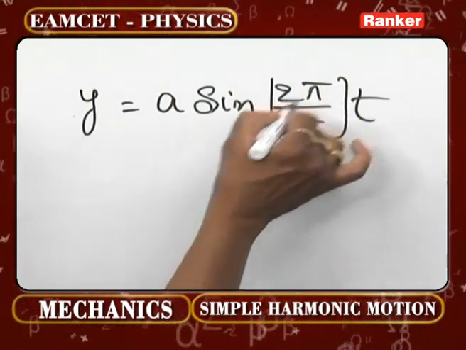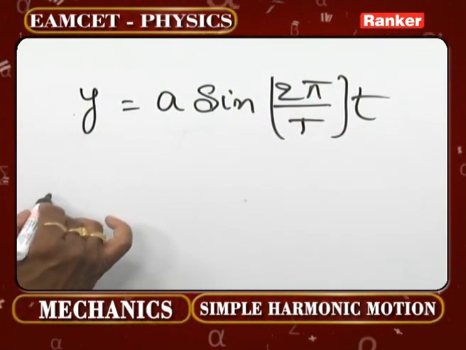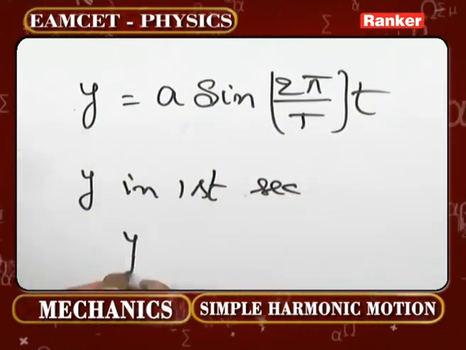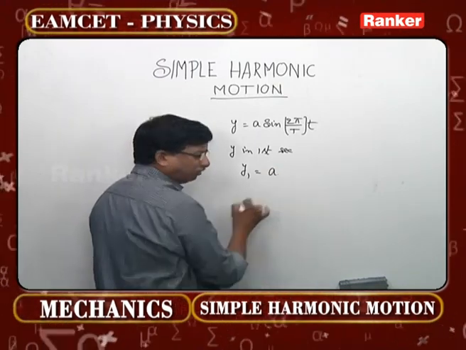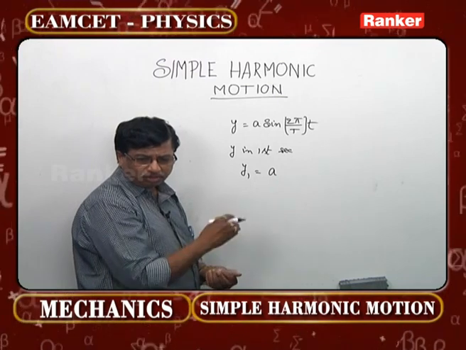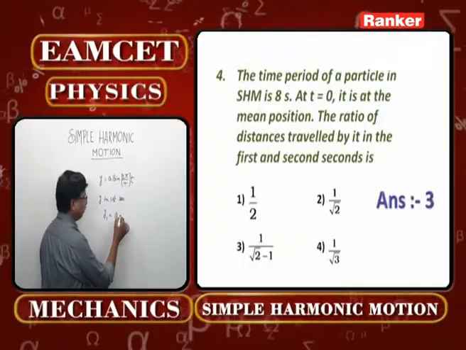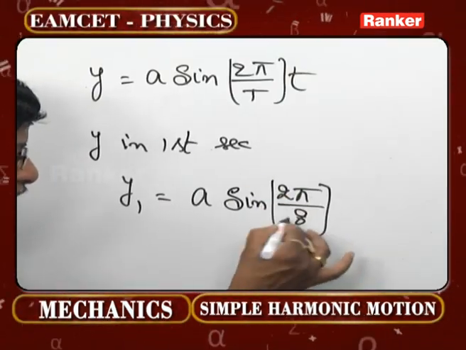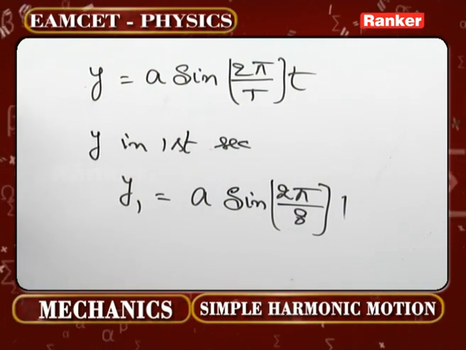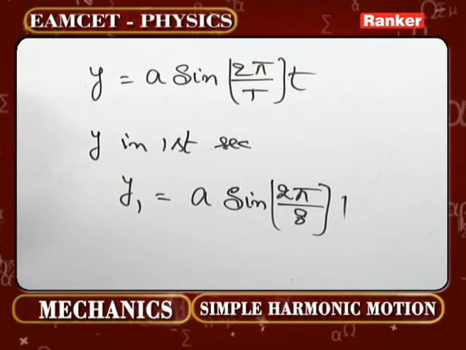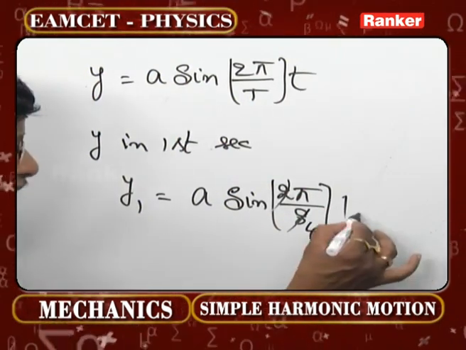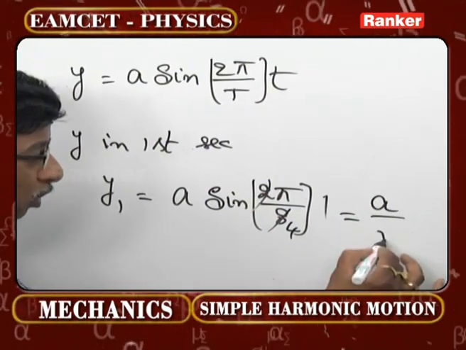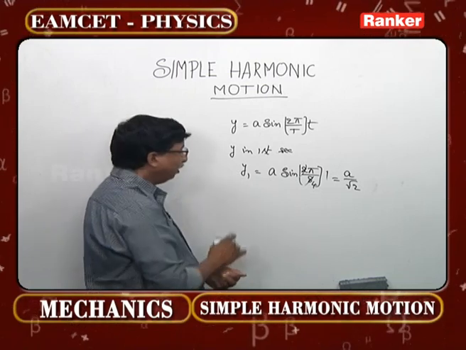Now when you talk of this 2 pi by T into t, what is the displacement in the first second? Let us write this one. I write it as y1, a I take as it is. And of course in SHM he has given the time period as 8 directly. Sine of 2 pi by capital T, that is 8, into small t is 1 second. It is after 1 second, the first second, that's the concept. Now you can cut this 4 times. Pi by 4, sine of pi by 4, that's sine 45, 1 by root 2, a by root 2. I will be getting the distance.